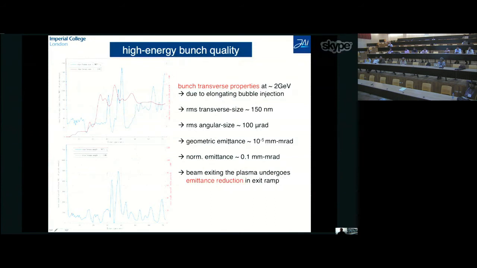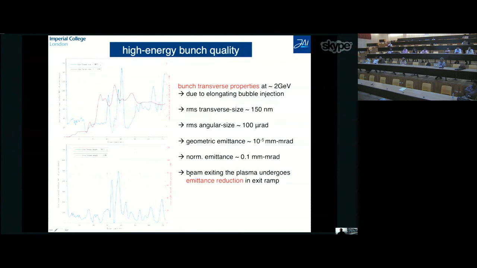So that gives me a geometric emittance which is 10 to the minus 5 millimeter milliradian, which gives me a normalized emittance of 0.1 millimeter milliradian, which is a very unique, very nice beam quality. Anything below 1 millimeter milliradian is considered to be very high beam quality. And we are able to trace this back to the excitation of the optical shock and the elongation of the bubble. So most of the electrons are injected very close to the axis, so they don't have too much transverse momentum to start with. And that's why the focusing force on axis is 0. So they don't see much focusing force of the bubble.